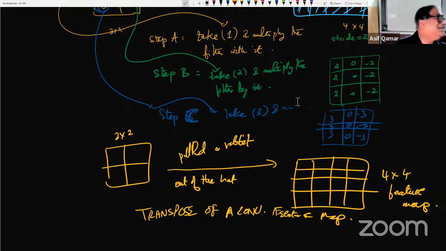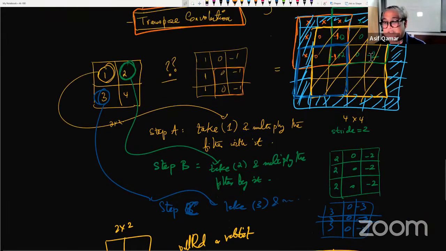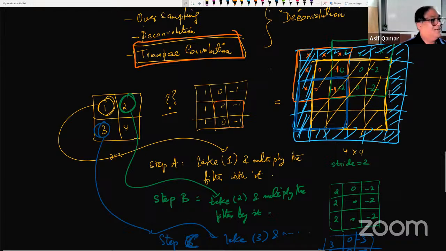Could you explain what the purpose of the padding is? Oh, that's a very good question. If you don't pad, you won't end up with a 4 by 4. I wanted to end up with 4 by 4 from 2 by 2. Actually, you won't be able to move at all. You'll be stuck.